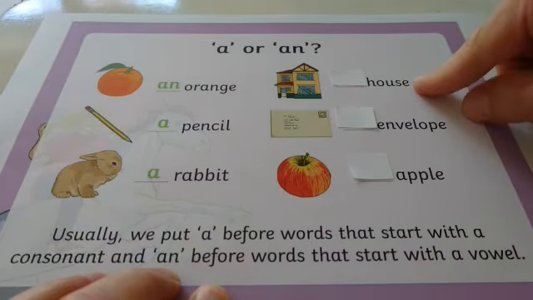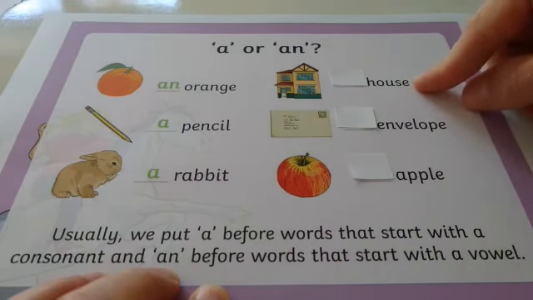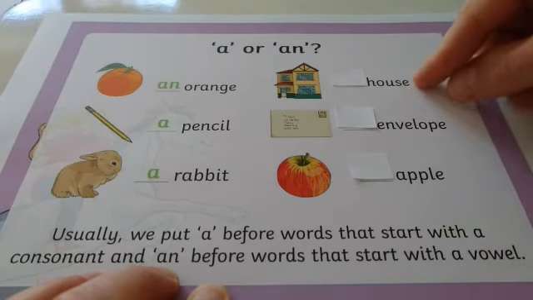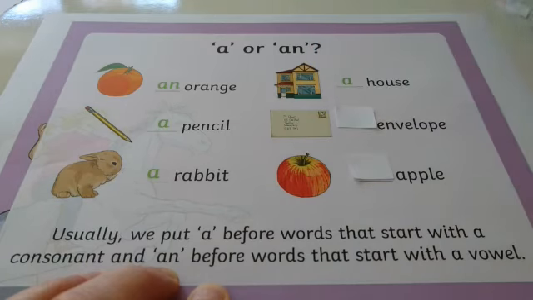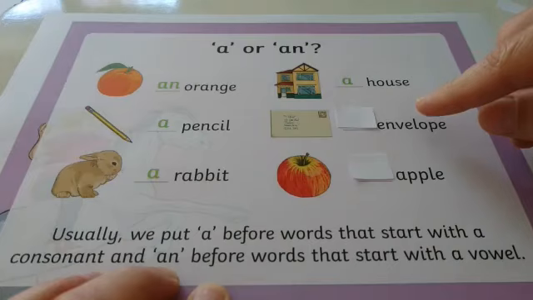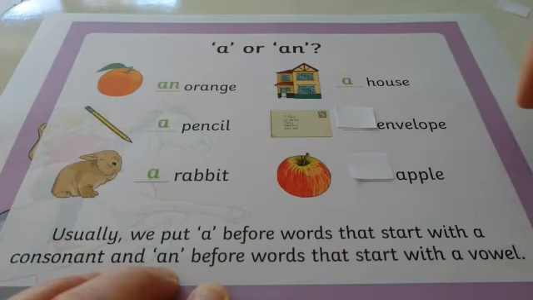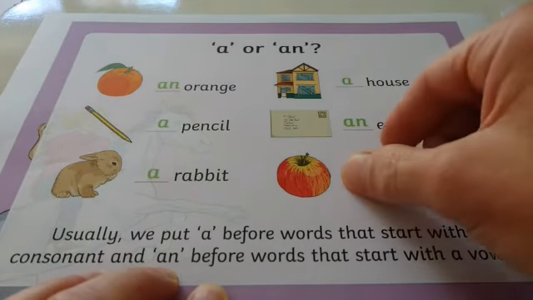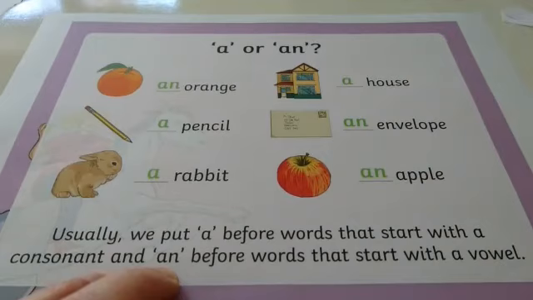Have a look at this. We've got a house. Is it a or an house? An house sounds a bit strange, so it's a house. Okay, H is a consonant. Have a look at this one. We've got envelope. Think about the E in envelope. Is that a consonant or a vowel? It's a vowel, so it's an. And last but not least, apple, one of my favourite fruits. It's an apple. So well done. If you got those right, you're doing a really, really good job.